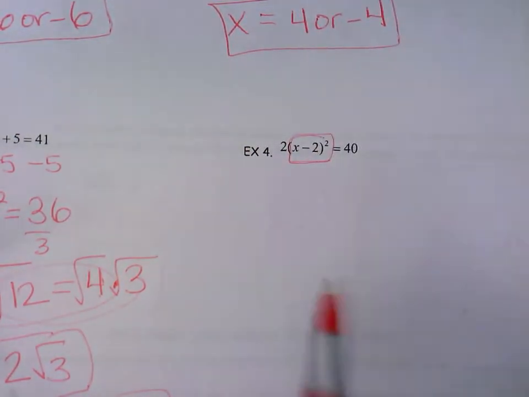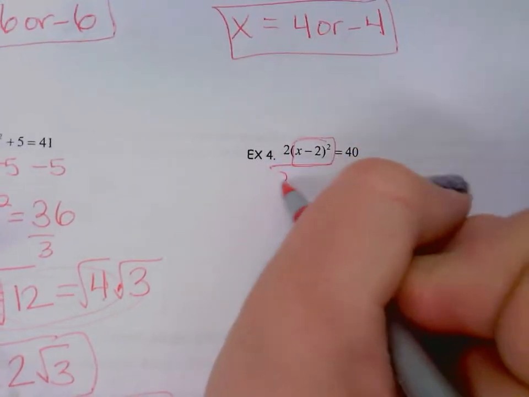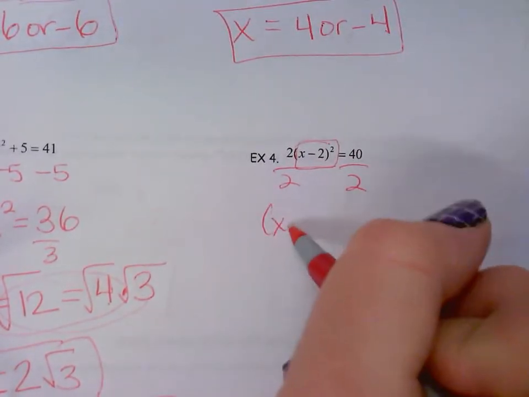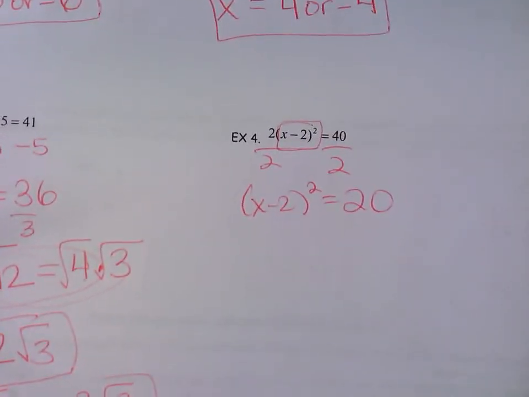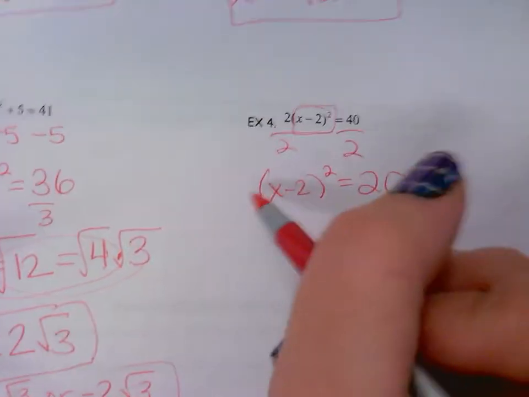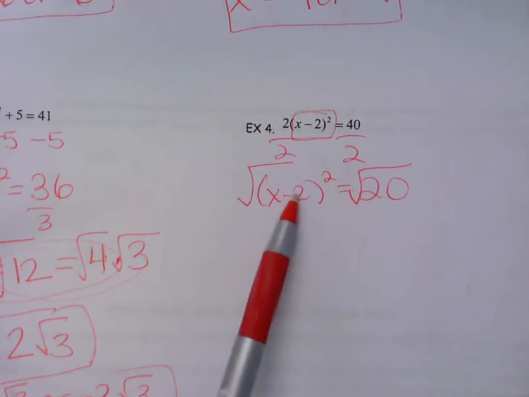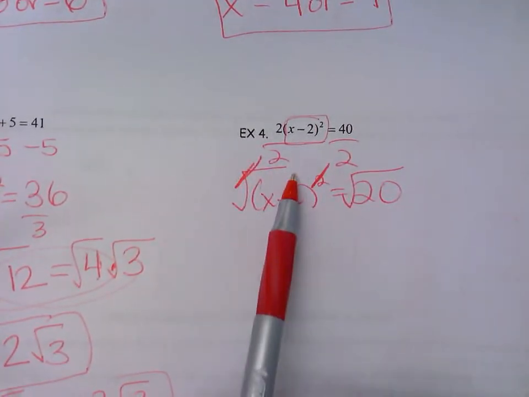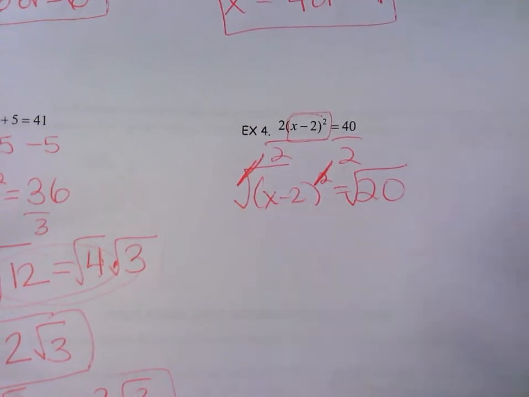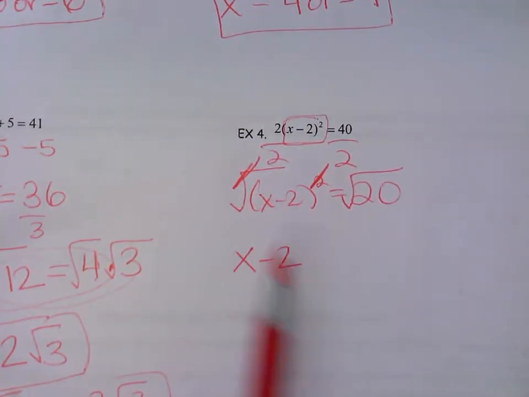So you want to divide by 2 to start the problem so that you get the perfect square by itself. X minus 2 squared equals 20. So now your next step is to take the square root of both sides of the equation, which might feel a little bit weird with the parenthesis, but the square and the square root just cancel each other out. So you just get x minus 2 left. You don't actually do anything to the x minus 2.